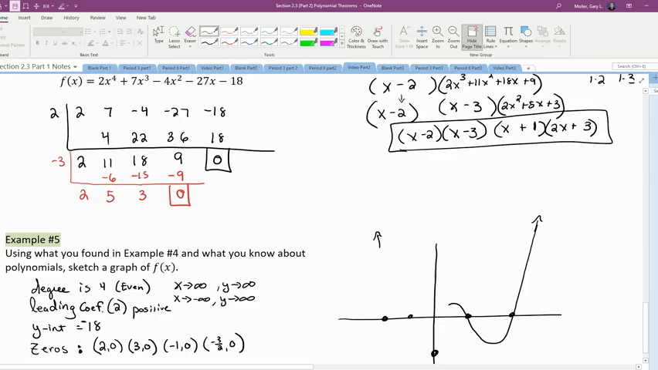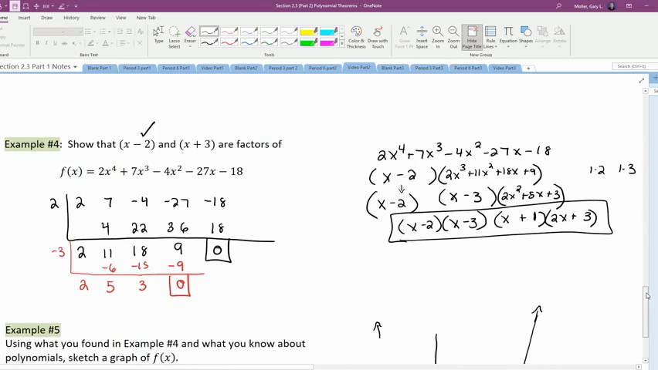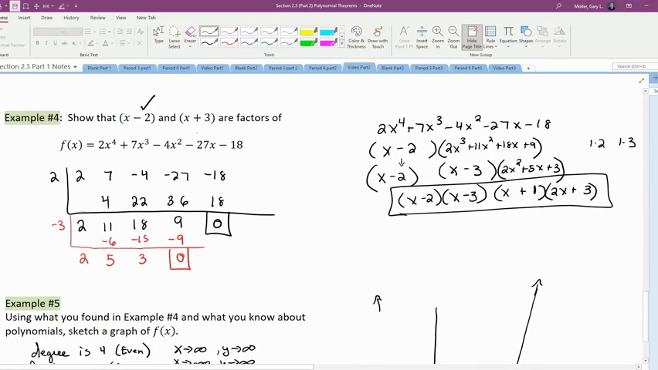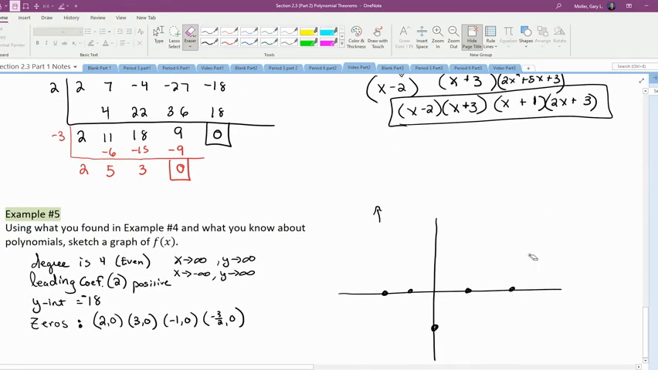All right, I passed through 3, passed through 2. Let me check my math. Something's not right. Ah, there it is. This was supposed to be x plus 3. Did not catch that before. So that means this is not correct. I've got a negative 3.